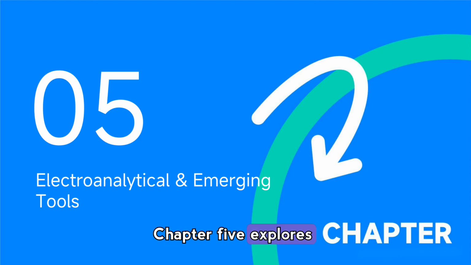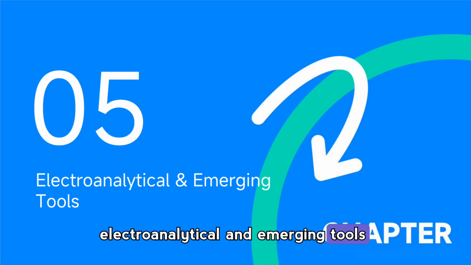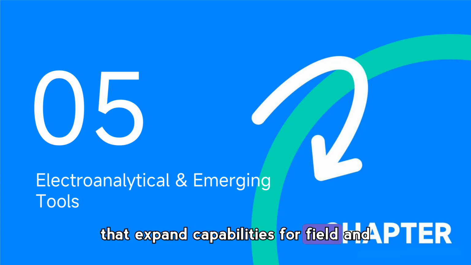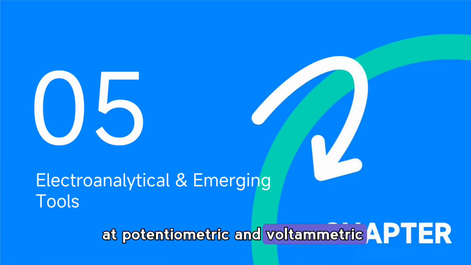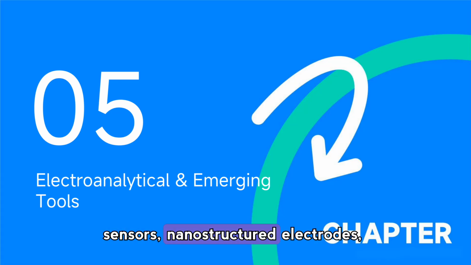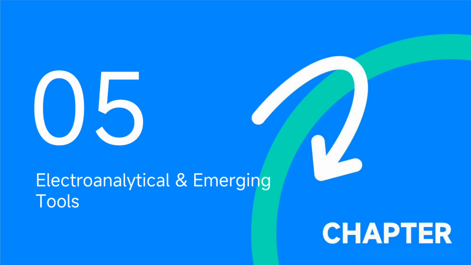Chapter 5 explores electroanalytical and emerging tools that expand capabilities for field and lab monitoring. This section looks at potentiometric and voltammetric sensors, nanostructured electrodes, and miniaturized platforms that are democratizing analysis through portability and cost-effective designs without sacrificing analytical performance.